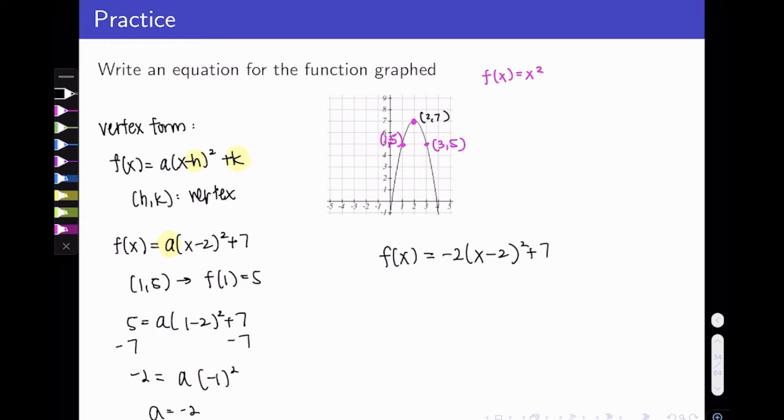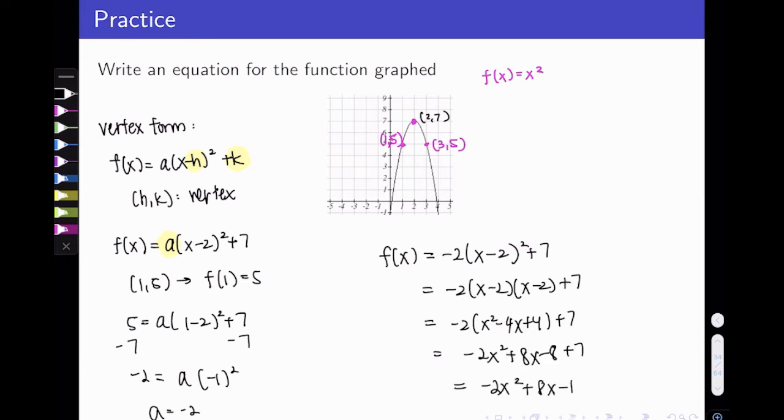This is the vertex form, and if you wanted the standard form, you could multiply out the binomial and distribute. If you want to multiply out the binomial to get standard form, you want to make sure to write the binomial twice, which is what squared means for a binomial. And then you FOIL, and then you can distribute your negative 2 and add your 7. And so we have our vertex form and standard form of the same function.